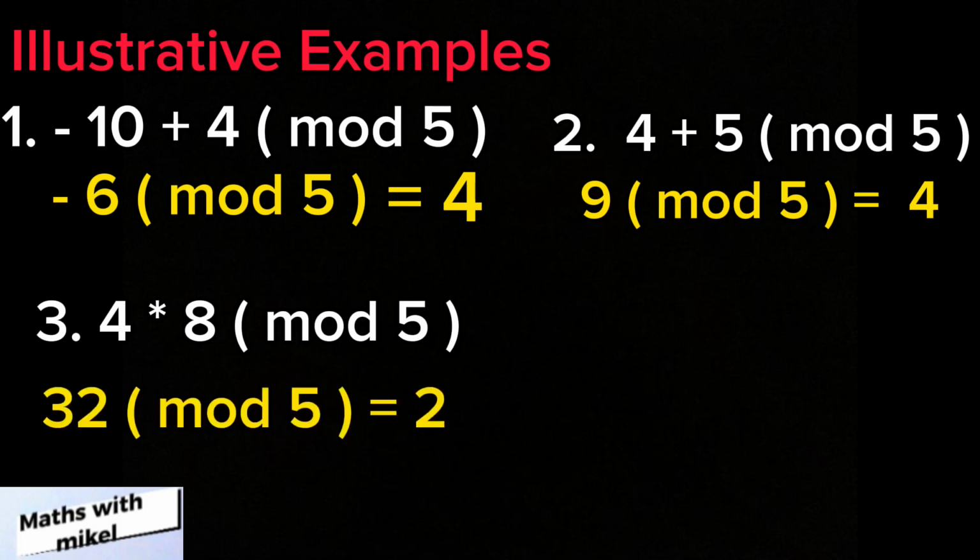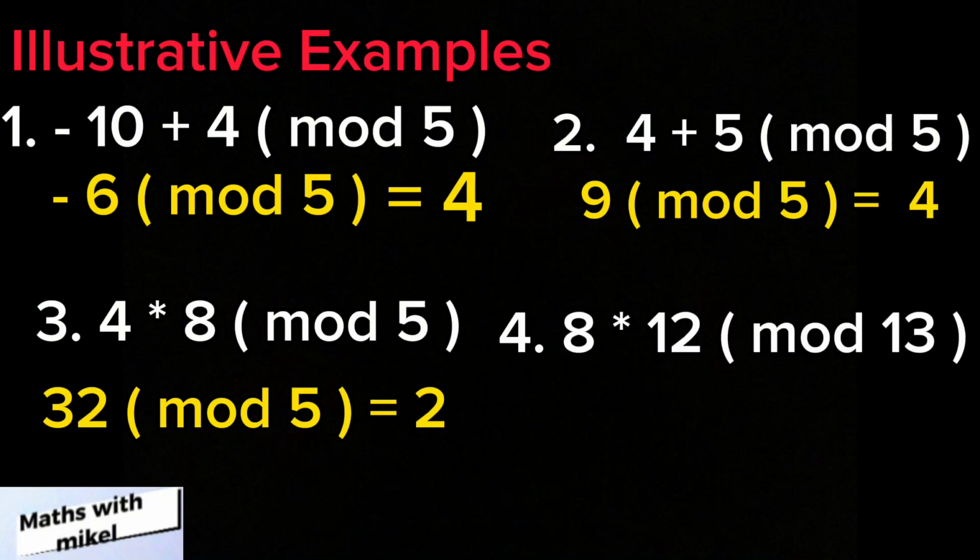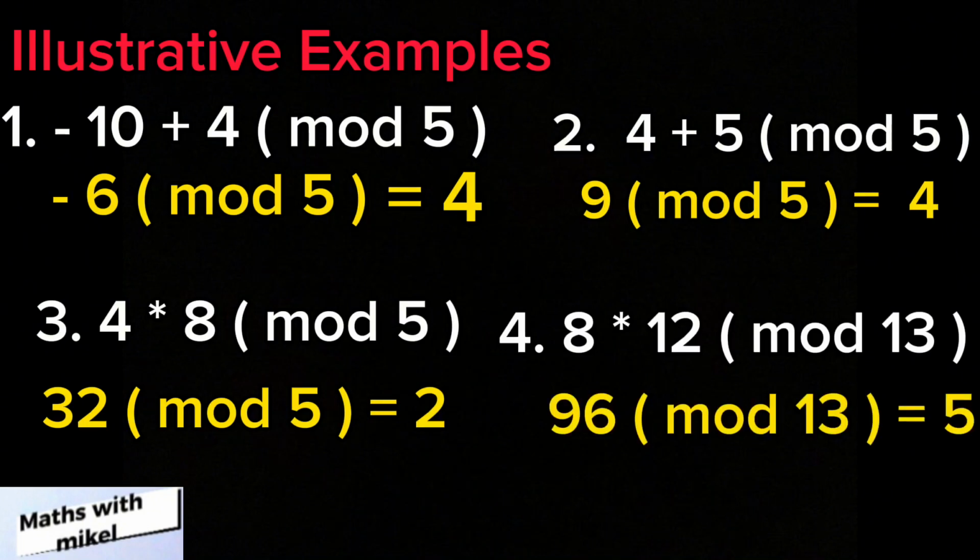The third one, you have 4 times 8 in mod 5. And that gives us 32 in mod 5. We get 2. And the last one is 8 times 12 in mod 13. 8 times 12 gives us 96, and the final answer is 5.